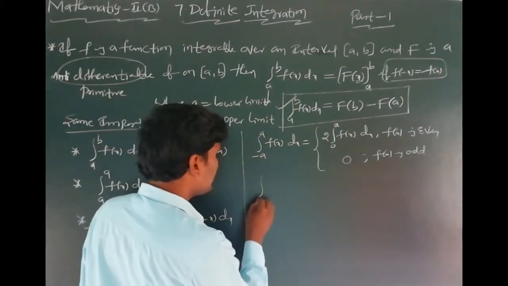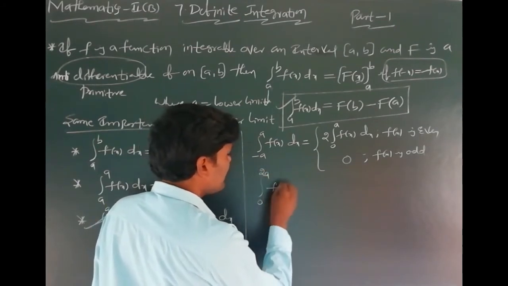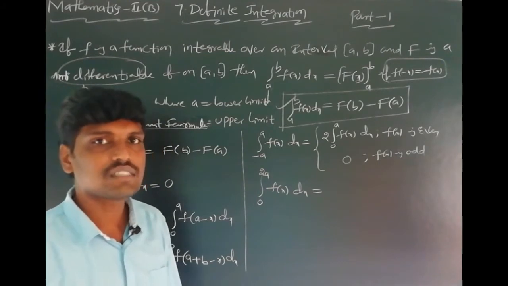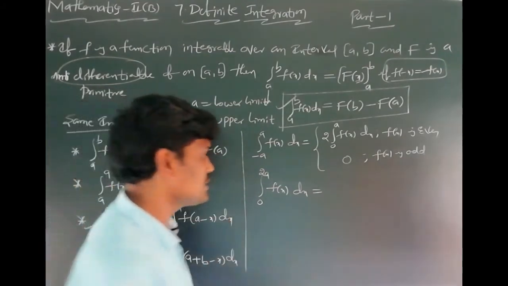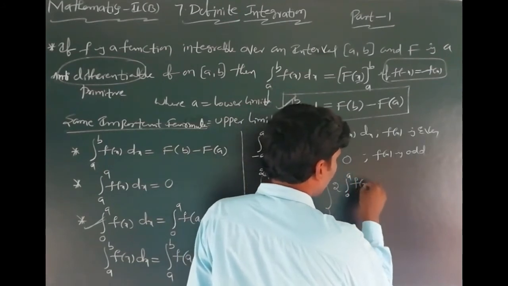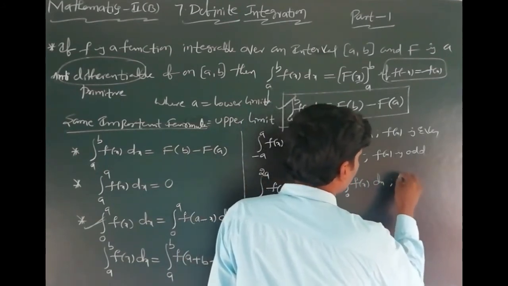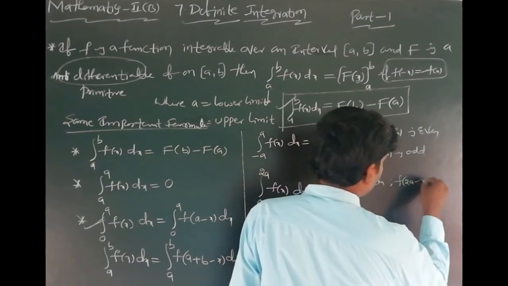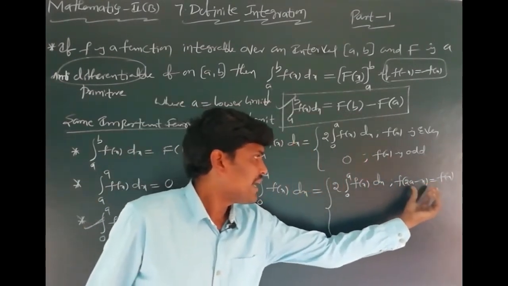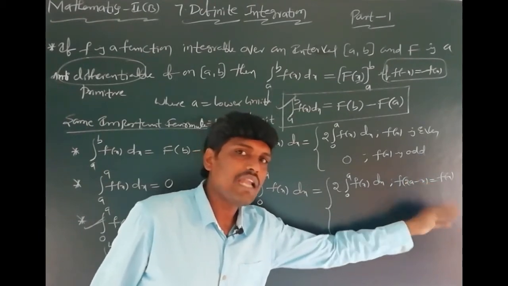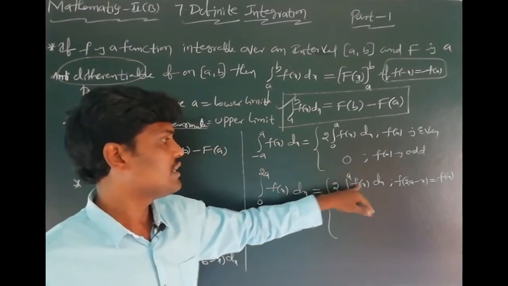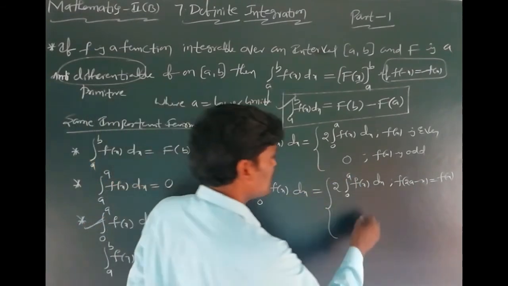After that, integral 0 to 2a of f of x dx has two conditions. One is 2 times the integral from 0 to a of f of x dx, where f of 2a minus x is equal to f of x. Here, f of 2a minus x gives the value f of x once again.